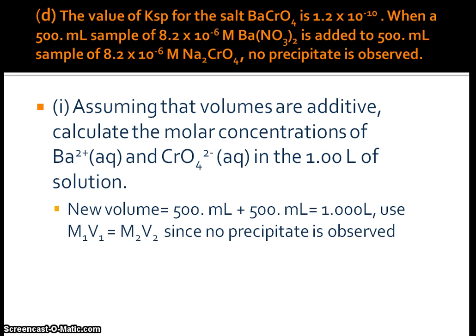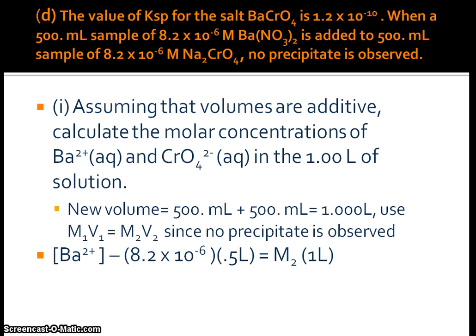So the new volume is going to be the 500 milliliters of the barium nitrate plus 500 milliliters of sodium chromate, and so the total is 1 liter. And since it says that no precipitate is observed, you use M1V1 equals M2V2, meaning that it's a dilution problem.